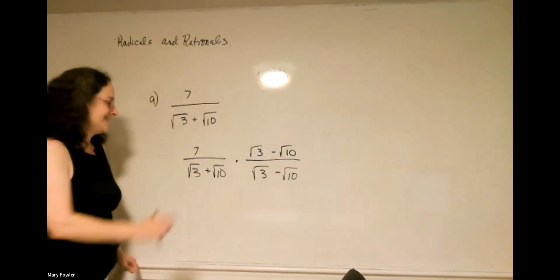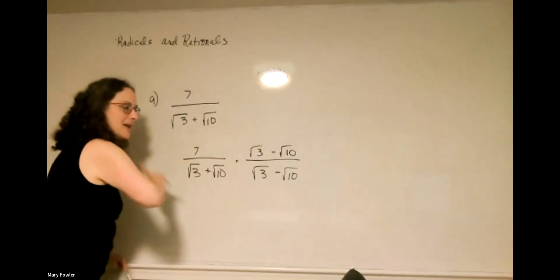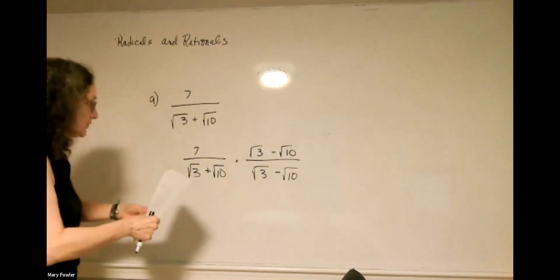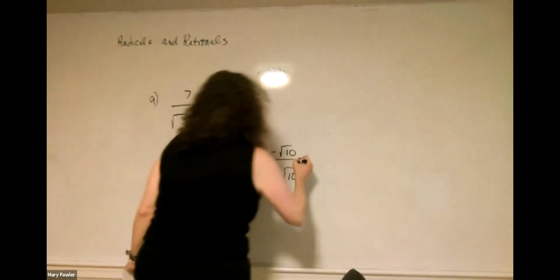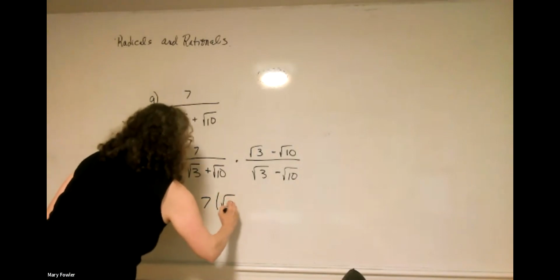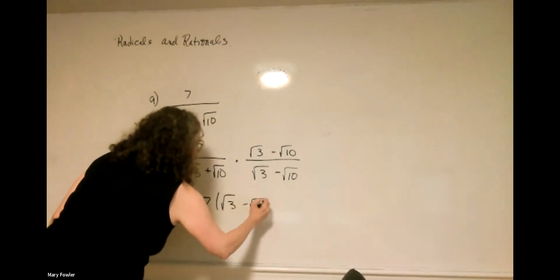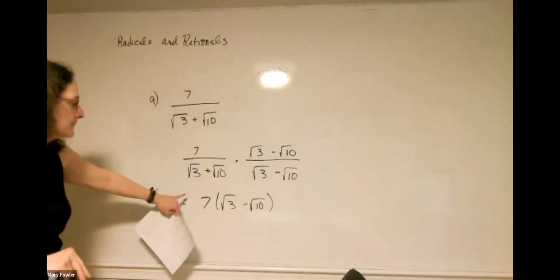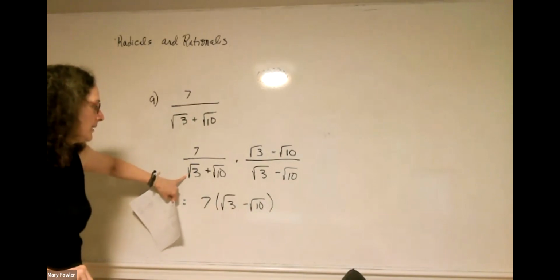Okay. We'll multiply the numerator and we'll multiply the denominator. So the numerator is going to be 7 times square root of 3 minus square root of 10. We can keep it like that. A little simplification is going to be helpful here.